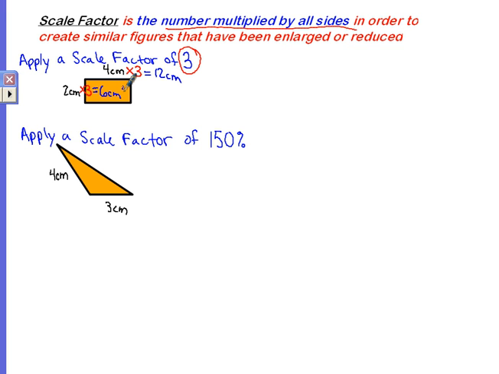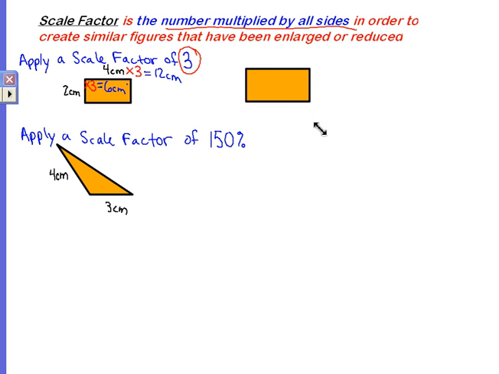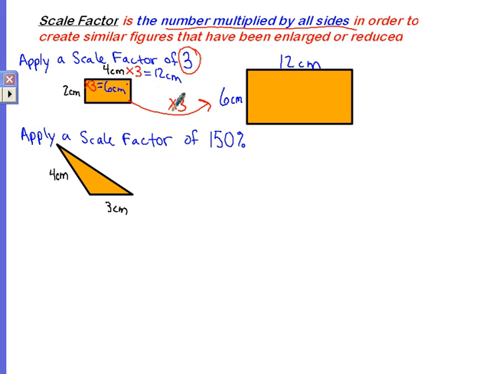If I was going to draw that, I can just copy and paste this one and stretch it bigger. And I'm going to make it 3 times bigger. Looks about 3 times bigger. And I can label my new sides over here. So again, this would be 6 centimeters, and this would be 12 centimeters. And I know that because I multiplied each side by the scale factor of 3. And you'll see me abbreviate scale factor often as SF.